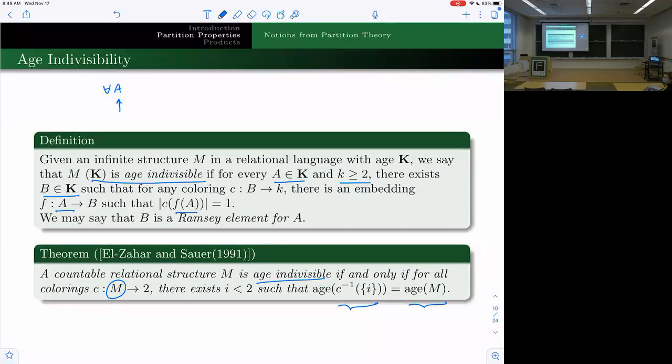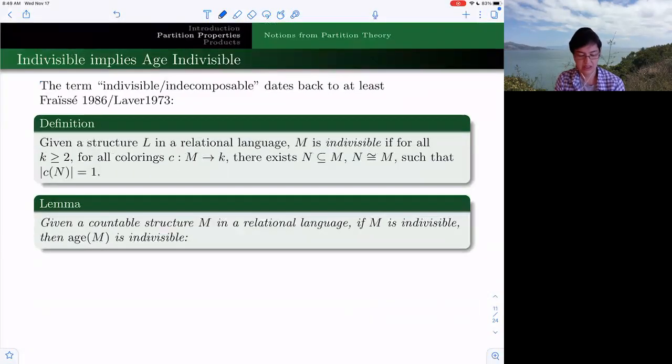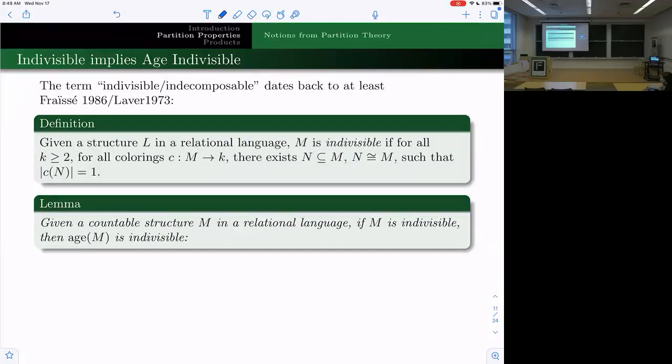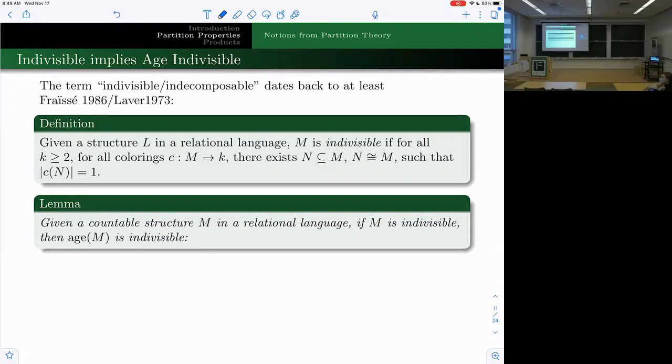Excuse me, Lynn. Yes. Hi, it's Anand here. Hello. Isn't there a version of this where you ask that the age of the pre-image is actually isomorphic to M? Isn't there some version of this? Yeah, and I was actually going to ask for some help with the history, because there's indivisibility, which the word I think dates back to Laver. He uses indecomposable, maybe further back, and I just don't know. I see. Okay. Yeah, thanks. Okay, that's the relation.